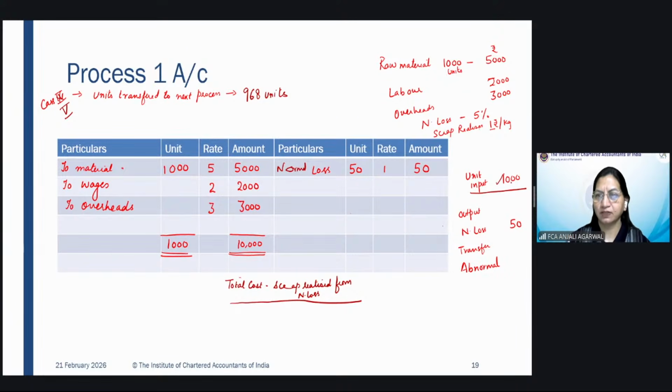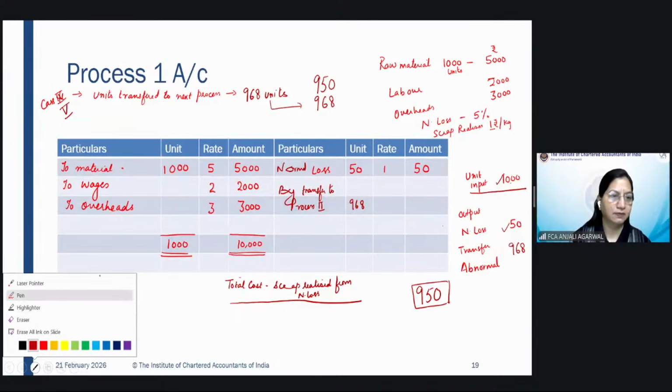So you had 1,000 units. Out of that, there was a normal loss of 50. So 1,000 minus 50, you are expecting to have 950 units. This is your expected. You can calculate so far. But your 950 expected, however, the transferred is 968. So you can put it here also by units transfer to next process. This information also you can put from the question itself, 968, and then just try to figure out the totals of the units.